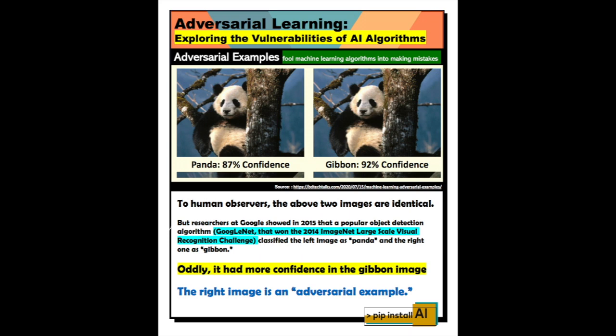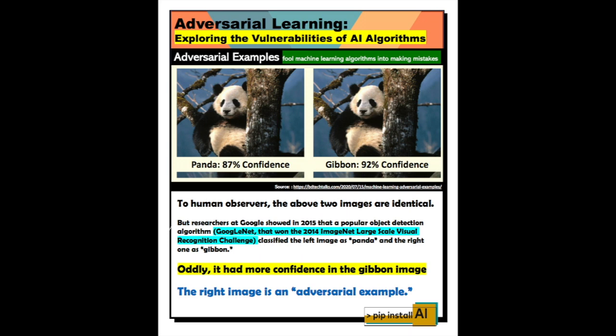So the image on the right was created after adding a minor perturbation to the image on the left, with the sole aim of fooling an AI model. To human observers, the two images are identical, but researchers at Google showed in 2015 that a popular object recognition algorithm classified the left image as panda and the right image as a gibbon. And oddly enough, it had more confidence in the gibbon image. The algorithm in question was GoogleNet, a convolutional neural network algorithm that won the 2015 ImageNet Large-Scale Visual Object Recognition Challenge, which was one of the leading AI challenges of the time.